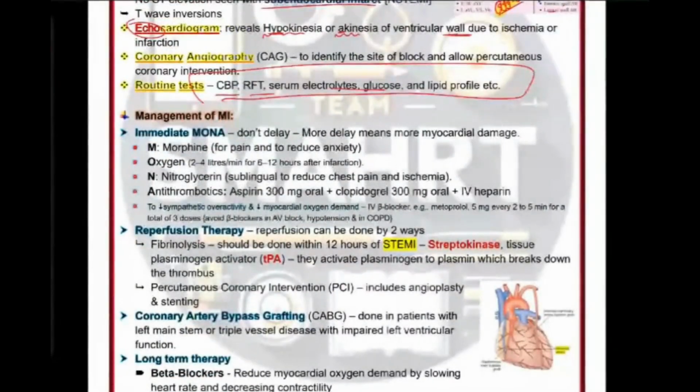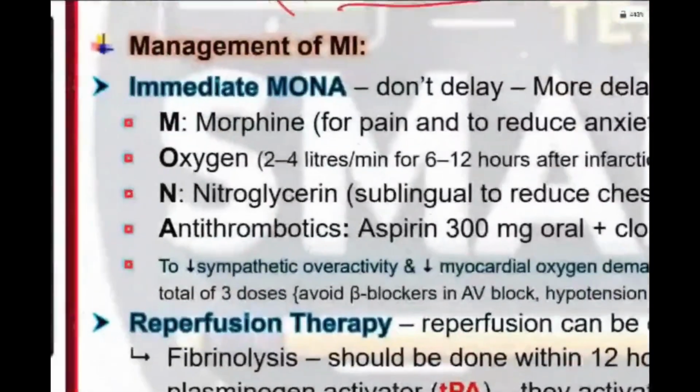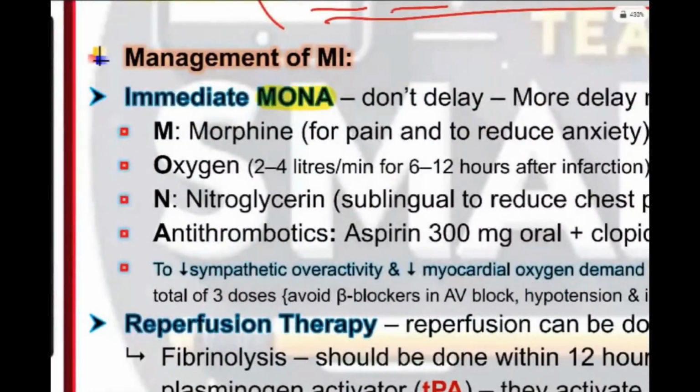Management is the same as angina, but remember MONA. When the heart hurts, remember MONA. MONA is a mnemonic: M for morphine, because of the chest pain, a squeezing, crushing type of pain. O for oxygen, because there is no oxygen, that's why the tissue is dying. N for nitroglycerin, sublingual. And A for antithrombotics.